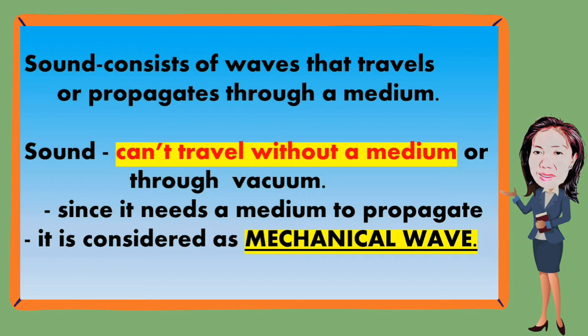So kung walang medium, like for example in a vacuum, sound cannot travel on it. So it really needs a medium for sound to vibrate or travel or propagate. So since it needs a medium, it is called a mechanical wave. So actually sound is a mechanical wave.